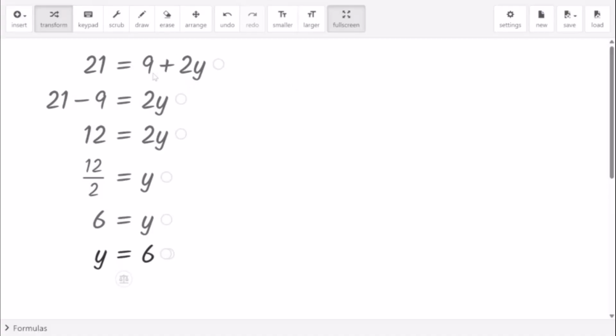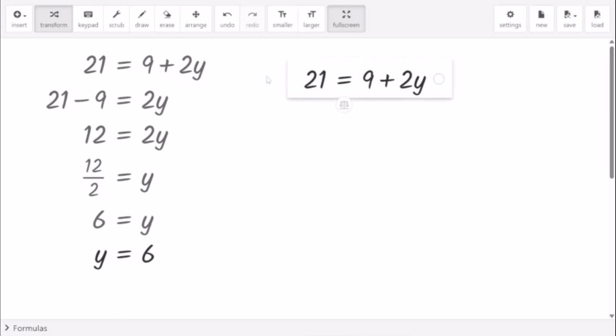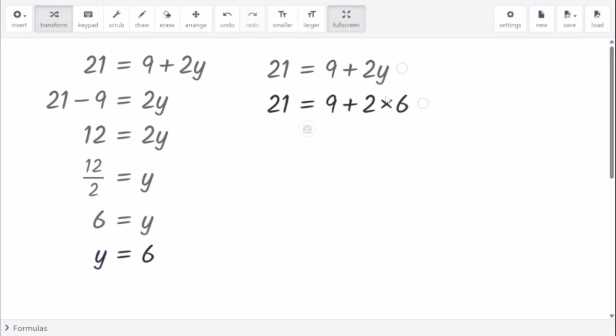Then if you want to check your answer, just input the equation 21 equals 9 plus 2y. Then you can drag the value of y. y is 6, just drag y and drop it here. Just leave it. You can see it has been replaced. Then you do your simplification. 2 times 6. Okay, let's go back. I clicked it too fast.